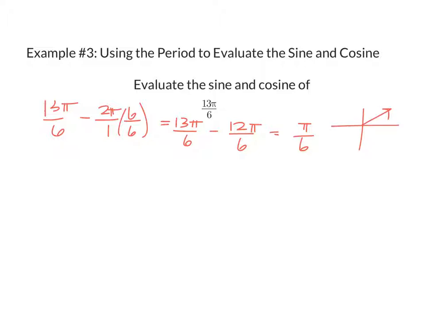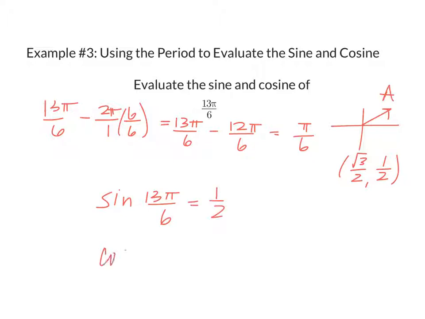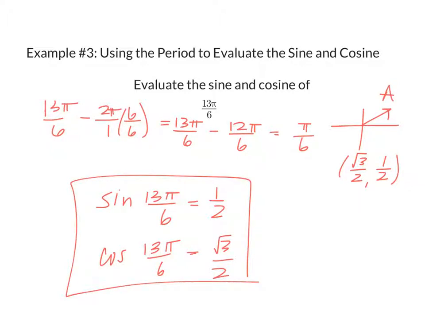So that lets me know pi over 6, by the way, is a 30-degree angle. And what I know about a 30-degree angle is that sine of 30 is 1/2. So the sine is 1/2, so that makes this square root of 3 over 2. And in first quadrant, all trig functions are positive, right? So if I wanted to find the sine and cosine, here they are. Sine of 13 pi over 6 is 1/2. And cosine of 13 pi over 6 is the square root of 3 over 2. And we're done.